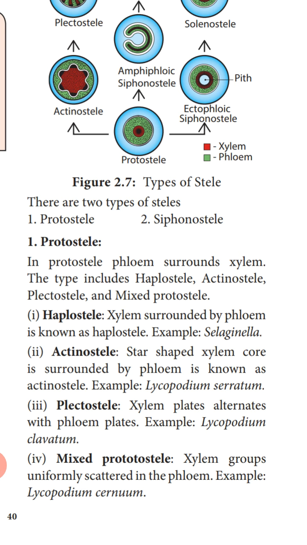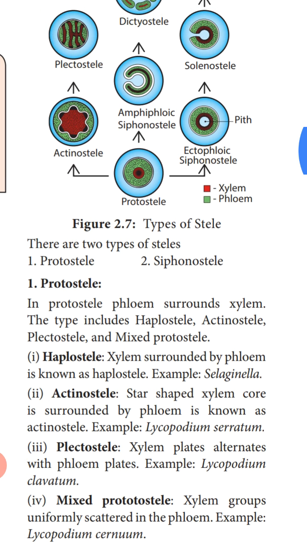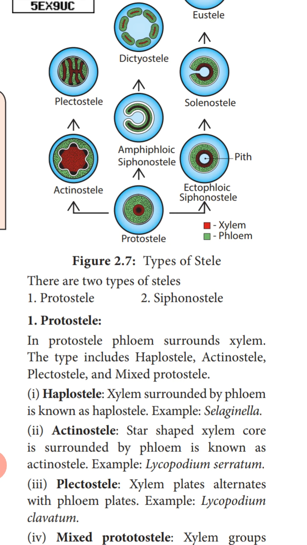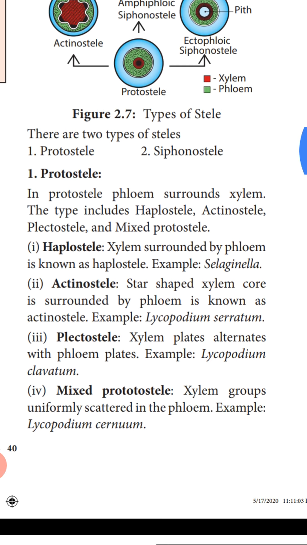Next is the Plectosteel. In Plectosteel, the xylem plates alternate with phloem plates. So here you can see in the diagram, alternate xylem and phloem plates are present there. This type of arrangement of the vascular tissues is called as the Plectosteel. Next type of Protosteel is mixed Protosteel. Mixed Protosteel means when the xylem groups are uniformly scattered in the phloem. That is, within the phloem, the xylem is scattered here and there. This type of arrangement is called as mixed Protosteel. Example for this mixed Protosteel is Lycopodium cernuum.